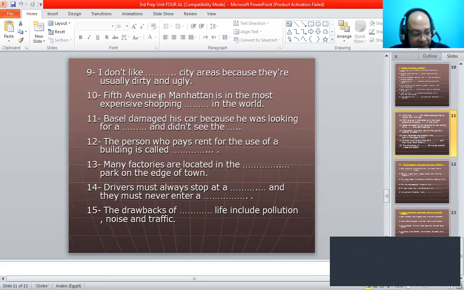Let's go to number 11: Phrasal damaged his car because he was looking for a street sign and he didn't see the speed bump. He didn't see the bump, so he hit it and the car was damaged.